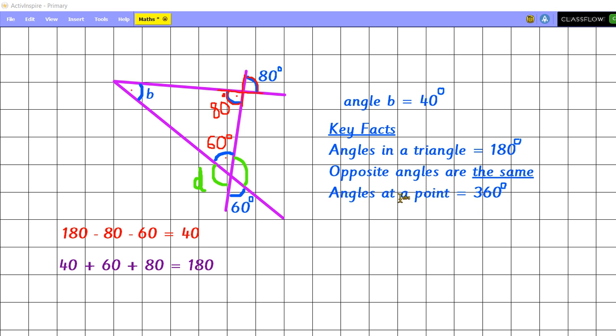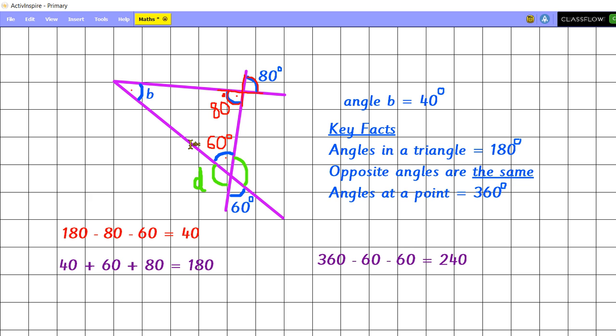Okay, so this is where you need this fact. Angles at a point equal 360. So I am going to do my angles at a point, which is 360, and I'm going to take away what I already know, 60 and 60. Then what am I left with? What I'm left with is these two angles. So 360, take away 60 gives me 300. Take away another 60 gives me 240. So this and this equals 240.